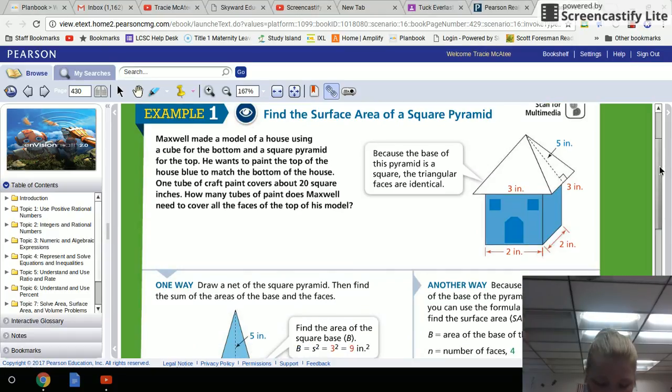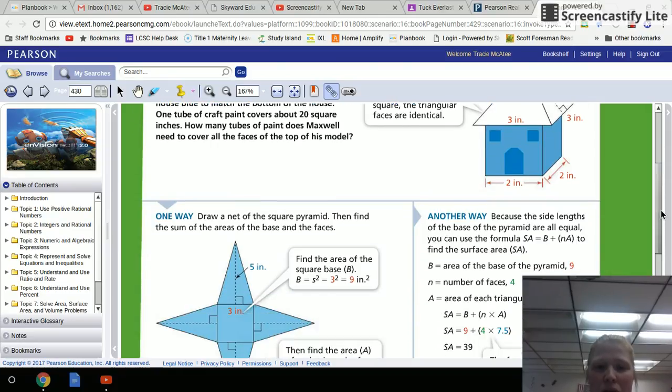They are different. Okay, so pyramids have triangles on all of the faces. You can have a triangle bottom or you can have a square bottom. So in order to find the surface area of square pyramids, or pyramids in general, you need to make sure that you know how to find the area of a triangle and take into consideration how many triangles are in a pyramid.